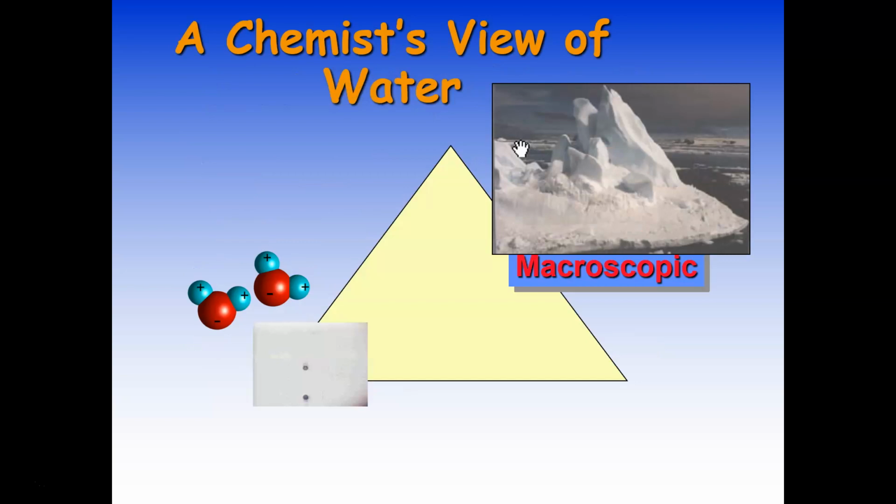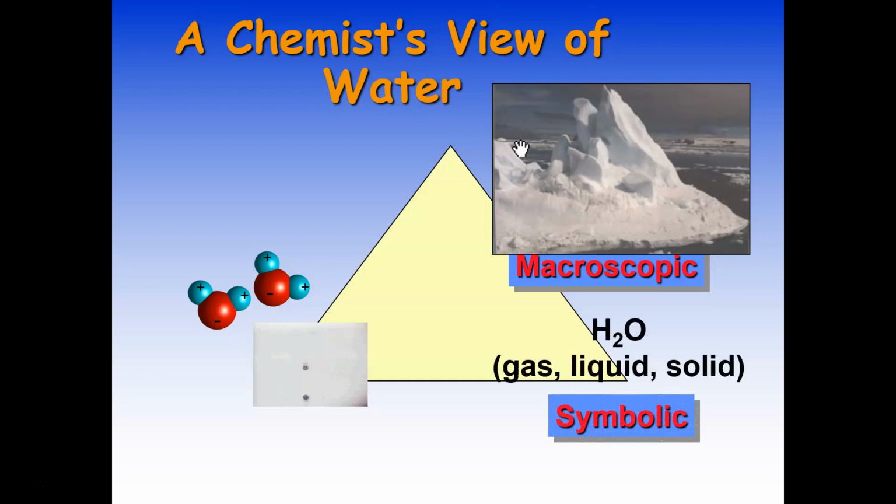So let's talk about water. We're all familiar with water. So to a chemist, a macroscopic view of water might be this iceberg right here. It's huge, we can easily see it, and we know that it is frozen water. We can also have a symbolic view of water where we write water as H2O. That is a symbolic representation of water.